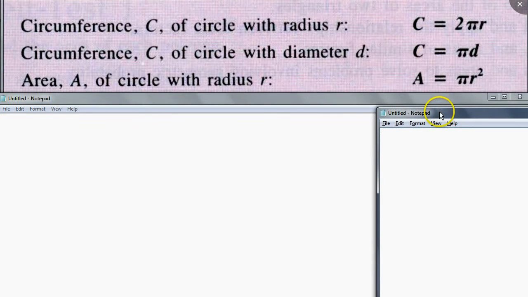Okay, so please write this down. If you forgot, here you go. The circumference is 2 pi r. Area is pi r squared. By the way, where do they get this? The middle one, C equals pi d, the circumference again. Where do they get that from?